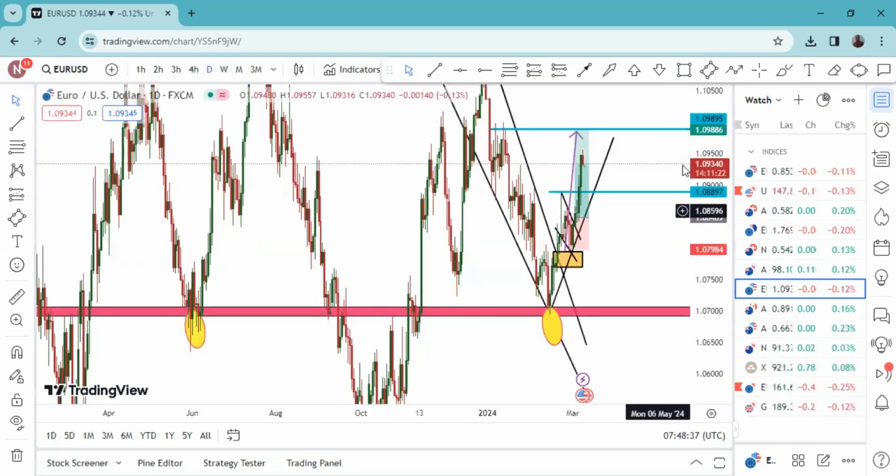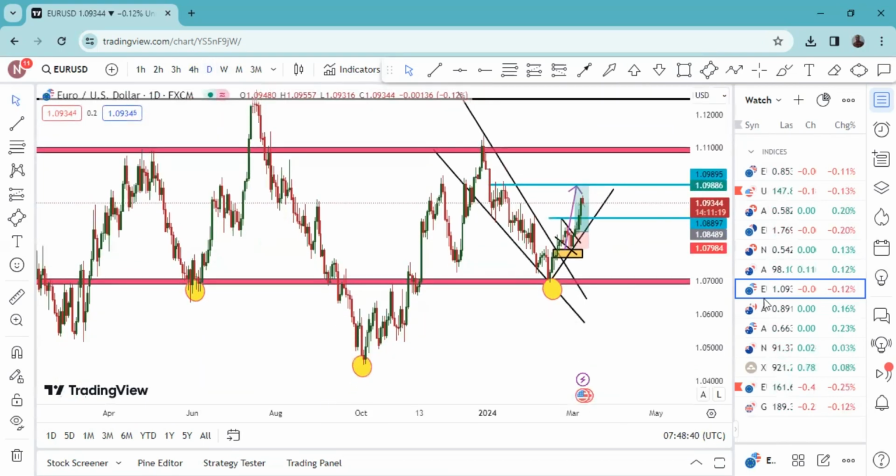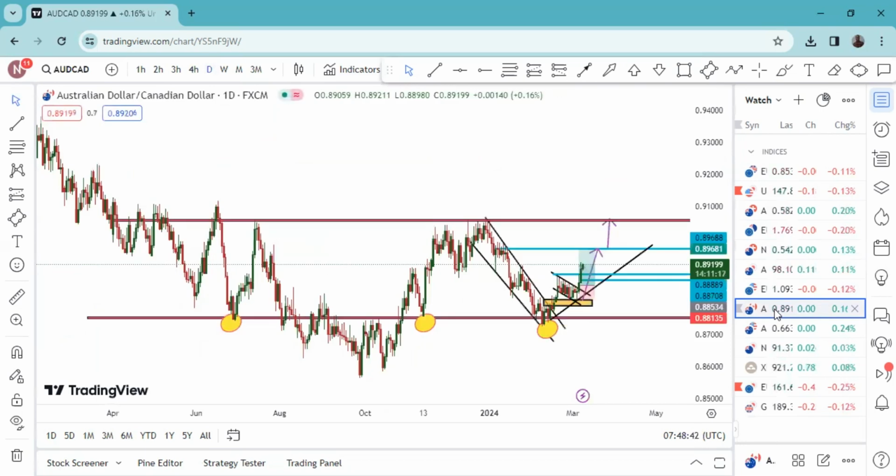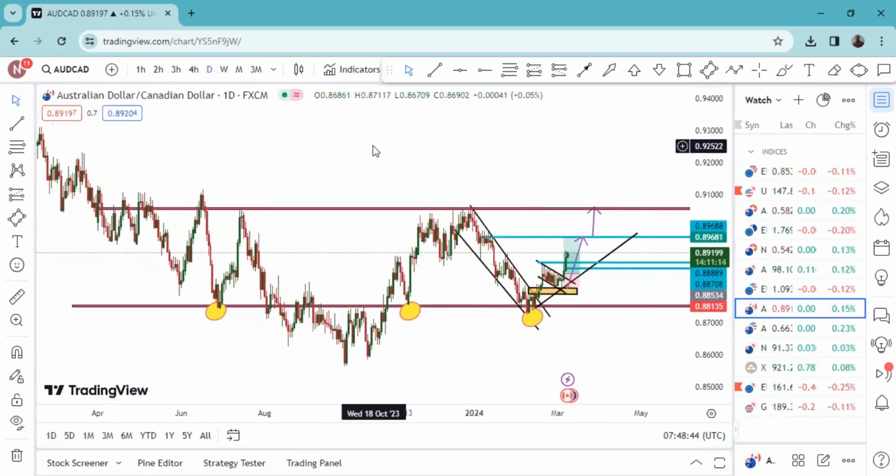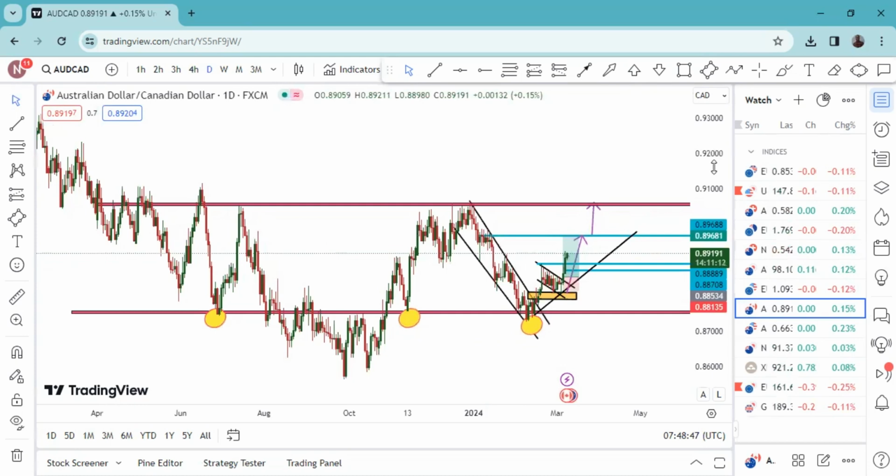So the next pair that I wanted to analyze is this one, AUD CAD. AUD CAD is the same thing as Euro USD.